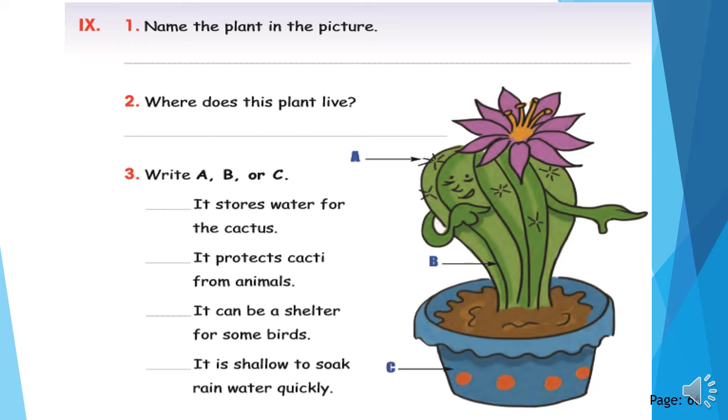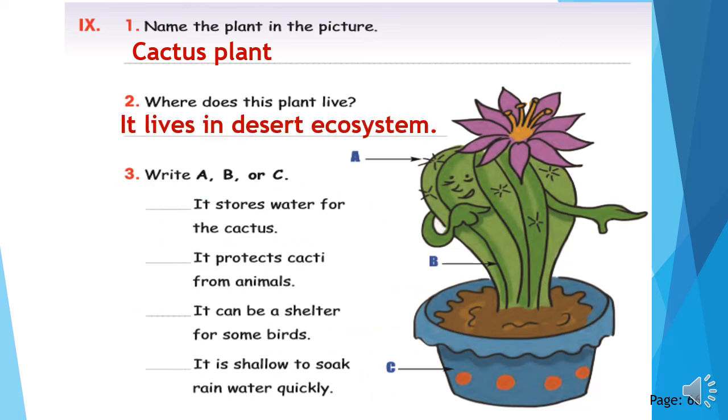As I see, we have a plant. What do we call this plant? Can you name the plant in the picture? Yes, this is cactus plant. Excellent. Where does this plant live? It lives in desert ecosystem. Excellent. As we see, we have three letters A, B, and C.